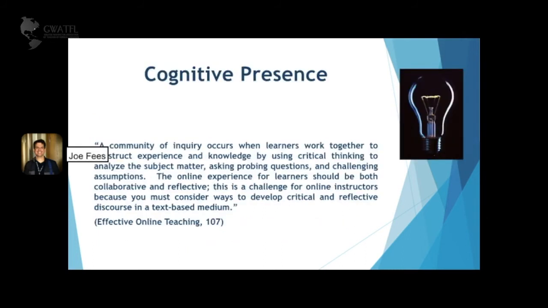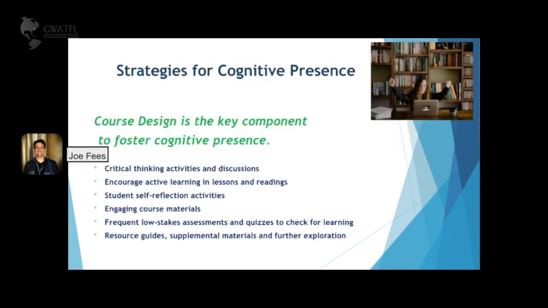Cognitive presence is basically the way that a student will interact with the learning materials. A community of inquiry occurs when learners work together to construct experience and knowledge by using critical thinking to analyze the subject matter, ask probing questions, and challenge assumptions. The online experience for learners should be both collaborative and reflective. This is a challenge for online instructors because you must consider ways to develop critical and reflective discourse in a text based medium. Some strategies for cognitive presence.